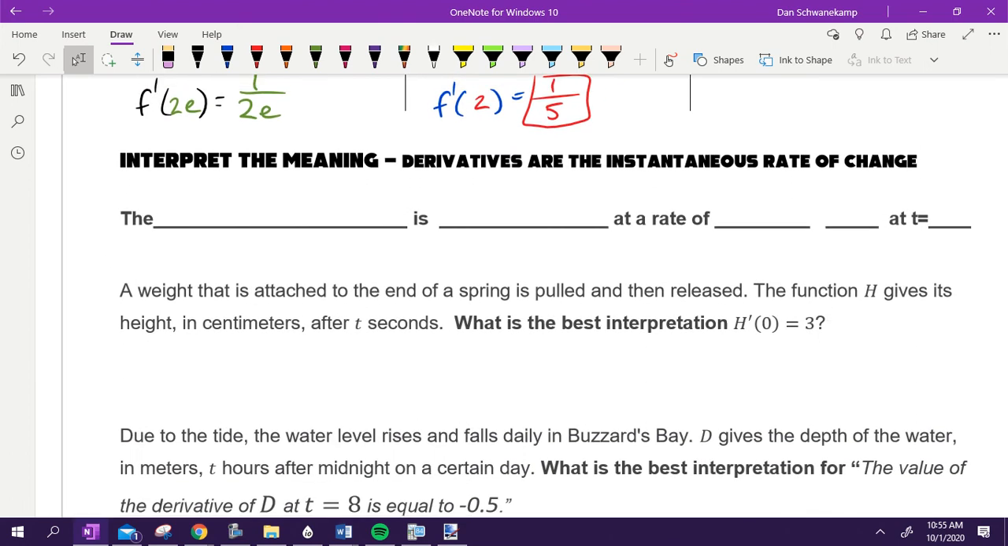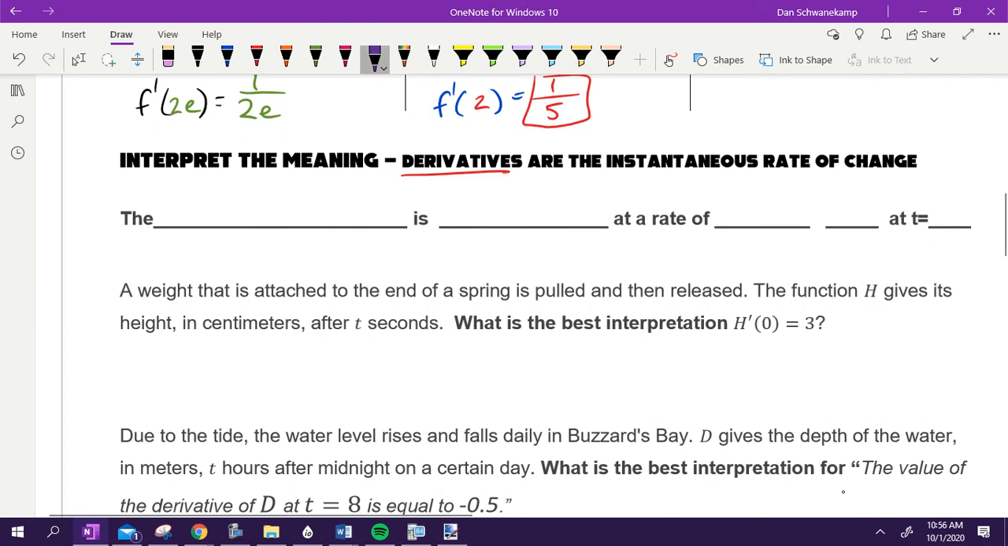The next ones here are very straightforward. You got to be good at this. This is really important: interpreting the meaning. This is going to be on one of your free response questions. In May when we take this test, I guarantee this is going to be part of it. Interpret the meaning of a derivative. A reminder that derivatives are the instantaneous rate of change. That's what a derivative means.